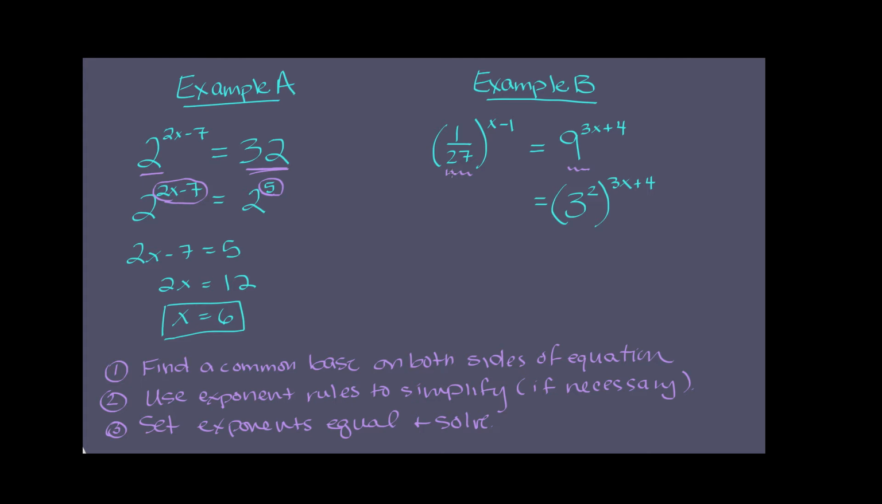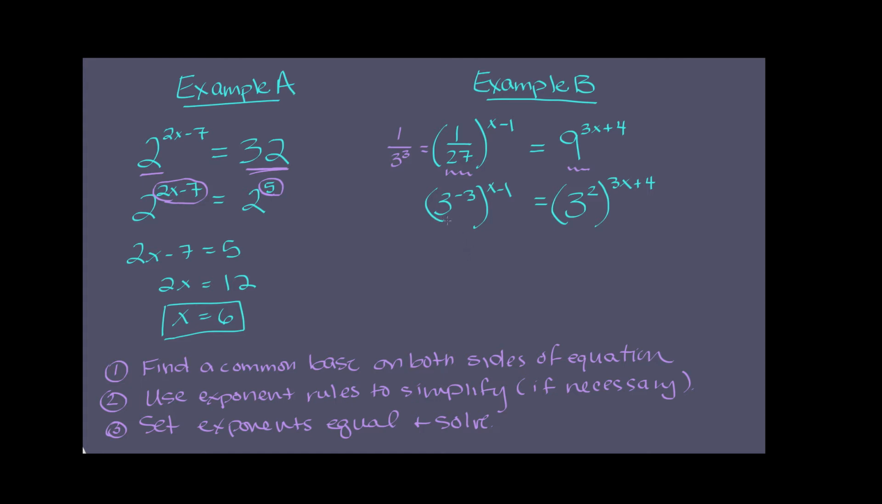Now 1/27th you might recognize is the same as 1 over 3 to the 3rd, right? That's the same as 1/27th. Well, 1 over 3 to the 3rd can be rewritten as 3 to the negative 3rd power. Maybe you saw that 1/27th was 3 to the negative 3rd power, and that's fine too. But if you need this intermediate step, that's okay. So we have 3 to the negative 3rd, to the x minus 1.